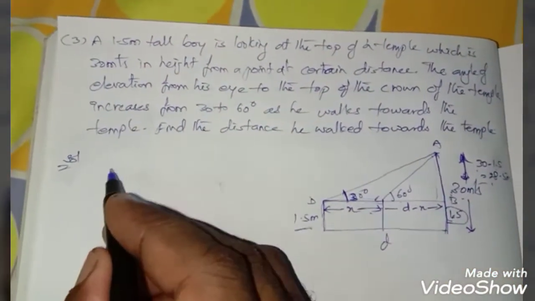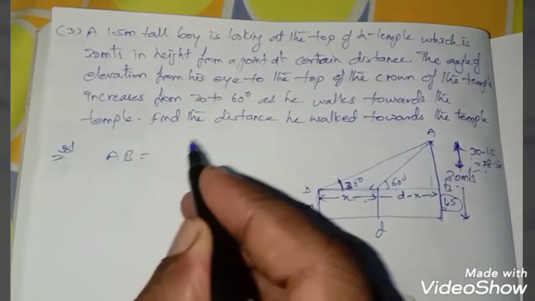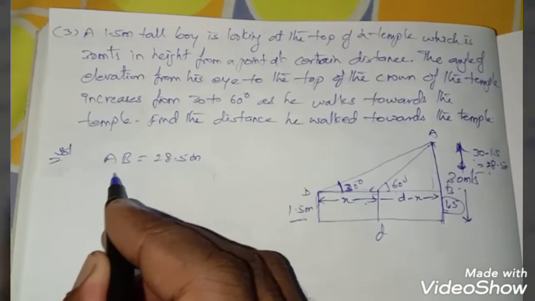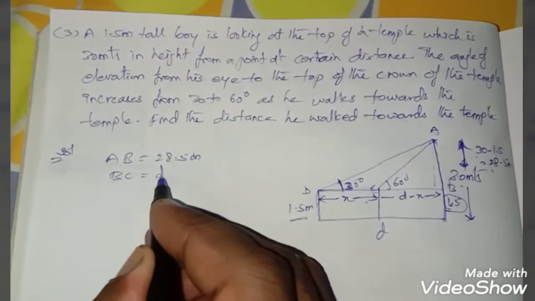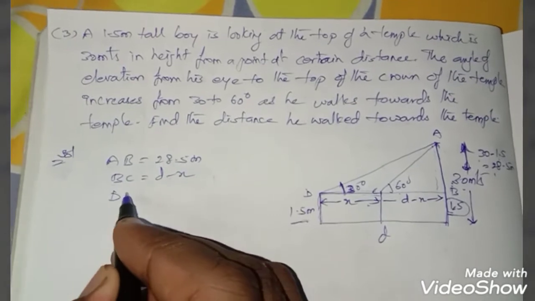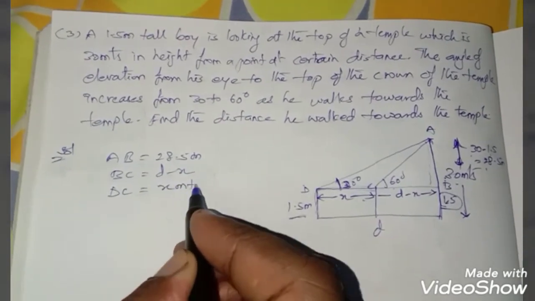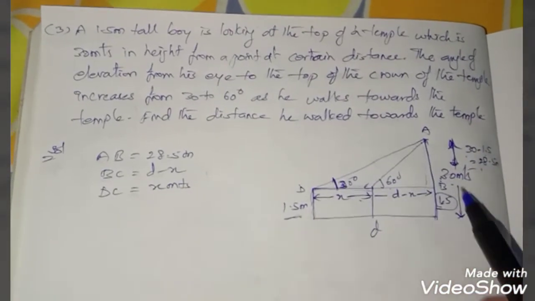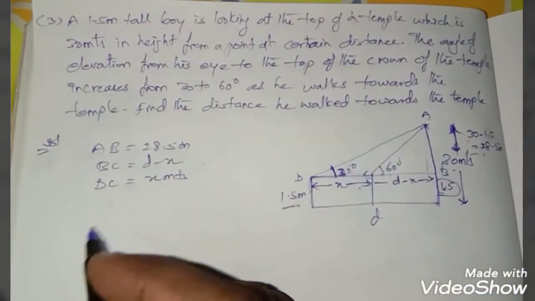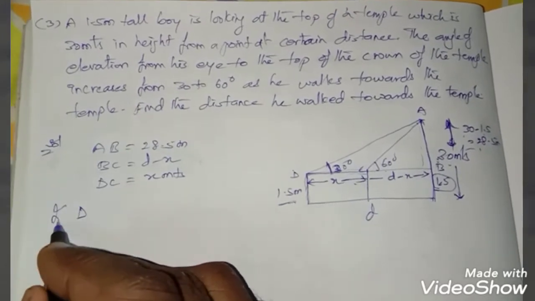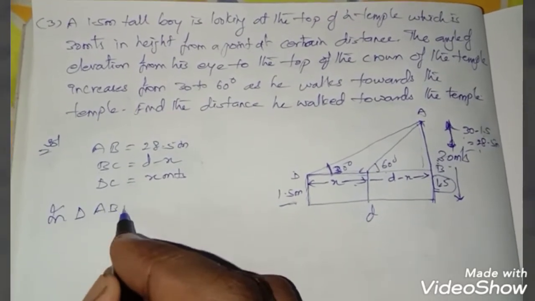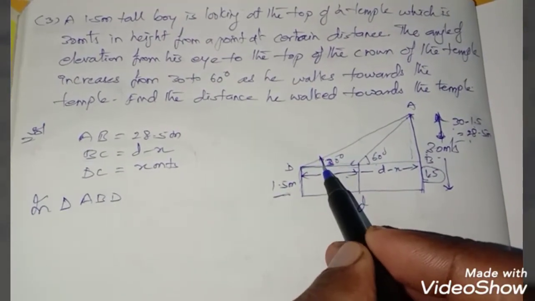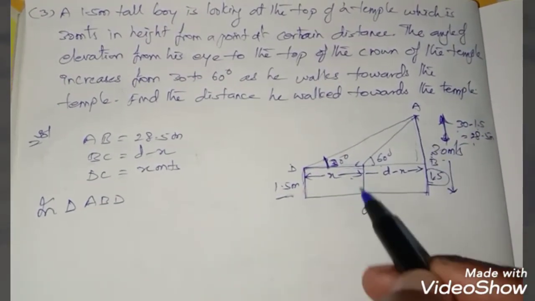So let us write all the values here. So AB is equal to 28.5 meters and BC is given as D minus x and DC is given as x meters, right? So after that, consider the full triangle. Now if I consider this full triangle, in triangle ABD, there is an angle 30 where there is an opposite side and there is an adjacent side.